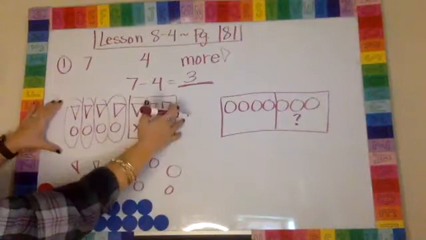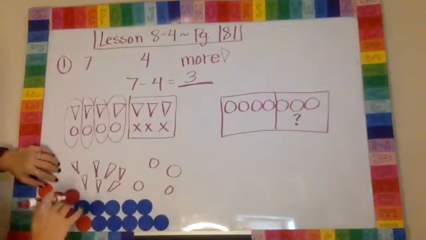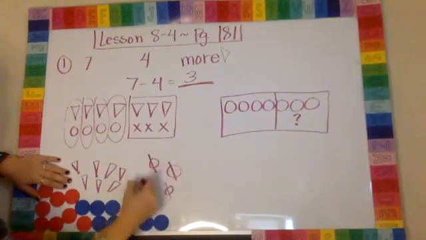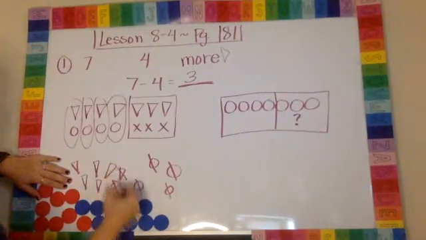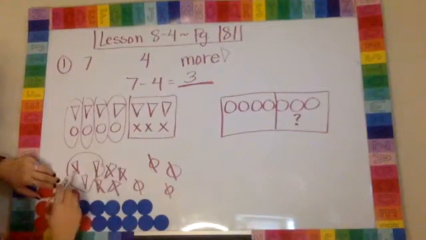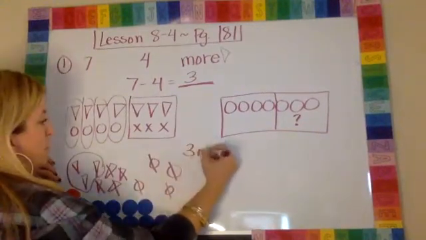You don't have this where they're in a row. You have them down here where they're all scattered. So what you would do is say 1, 2, 3, 4. Match those up with these. 1, 2, 3, 4. Then circle how many are left. 1, 2, 3. So there are 3 more.